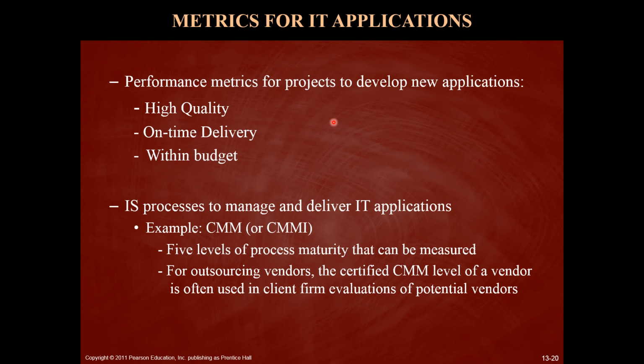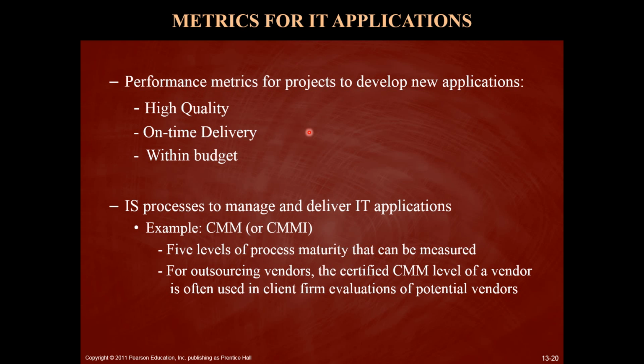Now, when it comes to developing software applications, there are 3 important performance metrics that an IT department needs to be focused on. First of all, delivering high-quality applications, with quality that can be defined in many ways, but the most important definition, I would say, is that the software application meets user requirements. It has to be delivered on time, in a timely fashion, and within budget. Those 3 are the most important considerations when it comes to developing software applications.